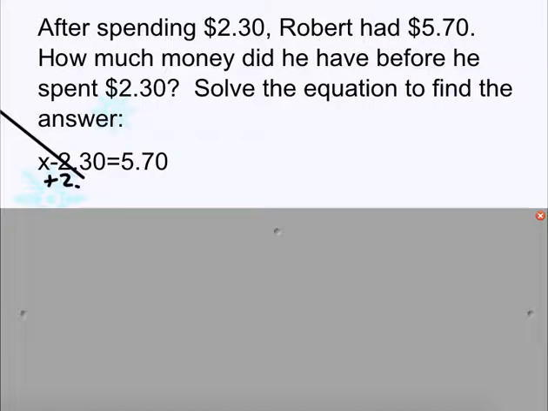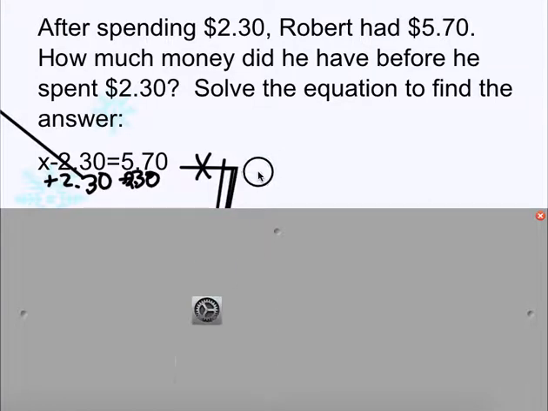Let me just get rid of this. Sorry about that. So I add $2.30 to each side, and I get that x is, well, $8. I had $8 to start with.